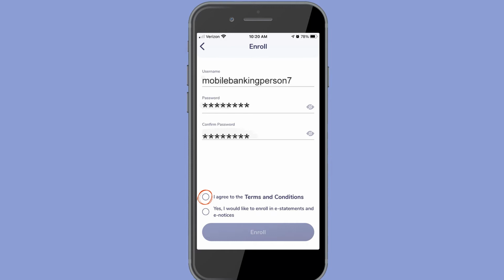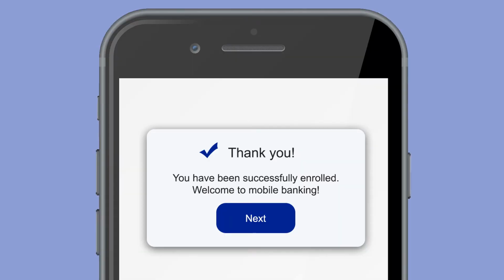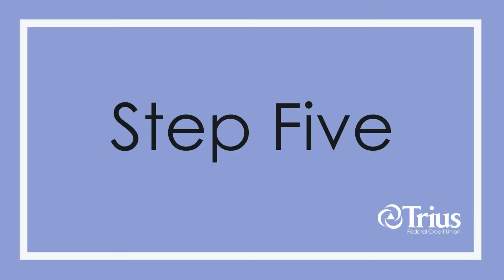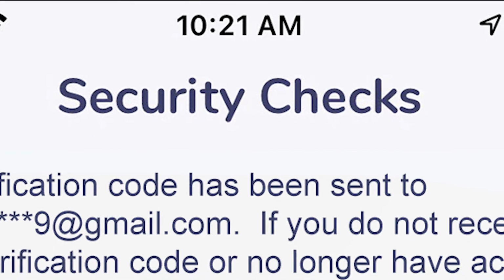Now check the box next to the I agree to the terms and conditions. Then check the box next to the Yes, I would like to enroll in e-statements and e-notices if you prefer. Click Enroll. You will receive a confirmation message once you have successfully re-enrolled in mobile banking. Click Next.